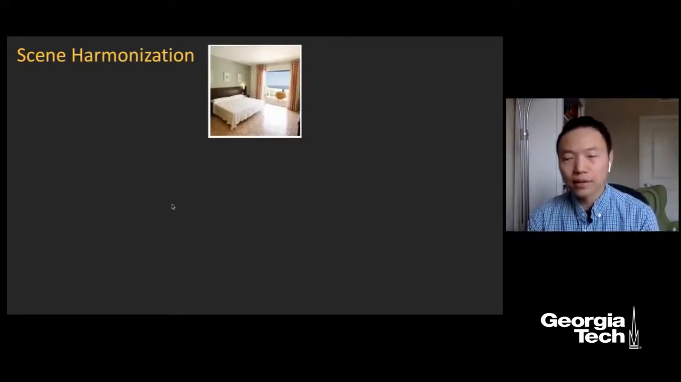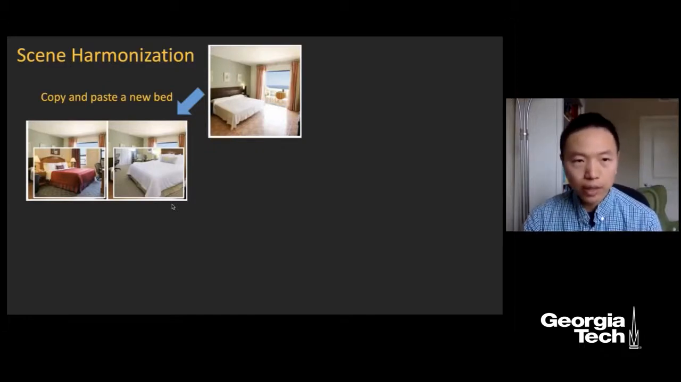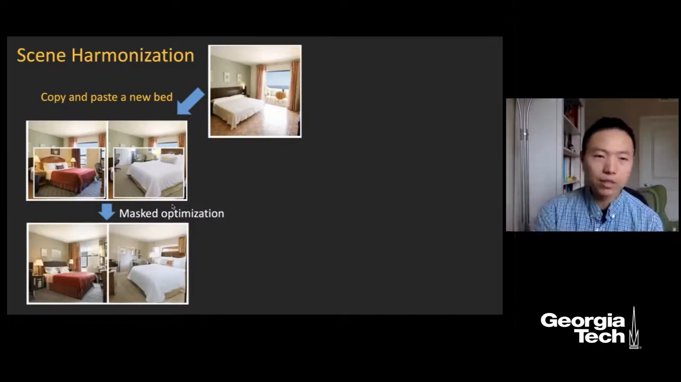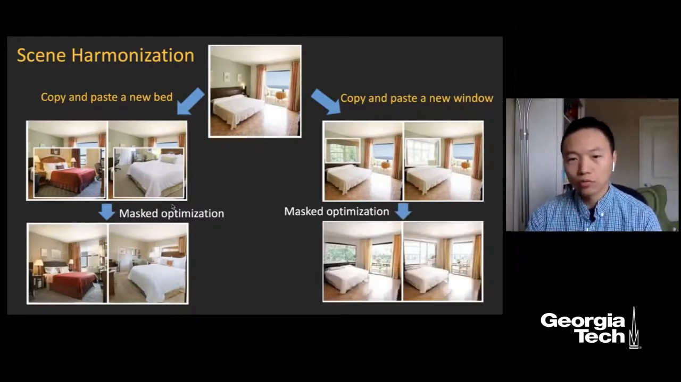Based on this semantic diffusion, we can also use this to do scene harmonization. We want to change a new bed in this scene. Then we can just copy and paste some bed inside and do this masked in-domain optimization, and the background will be adapted to the foreground. And here we want to copy and paste a new window, then it will directly adapt the background to the foreground and form this very coherent image.